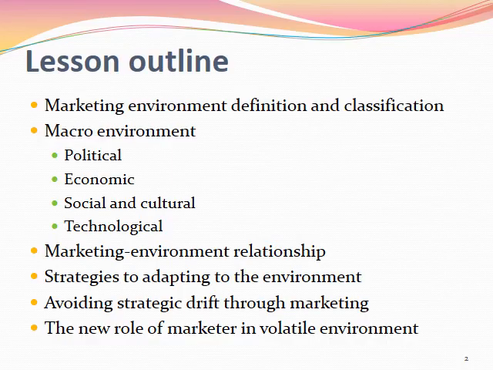So this is the outline. First, we will talk about marketing environment definition and its classification. Next, macro environment, all the perspectives. Then marketing environment relationship, strategies for adapting to the environment, and how to avoid strategic drift through marketing. Finally, the new role of the marketer in the volatile business environment.